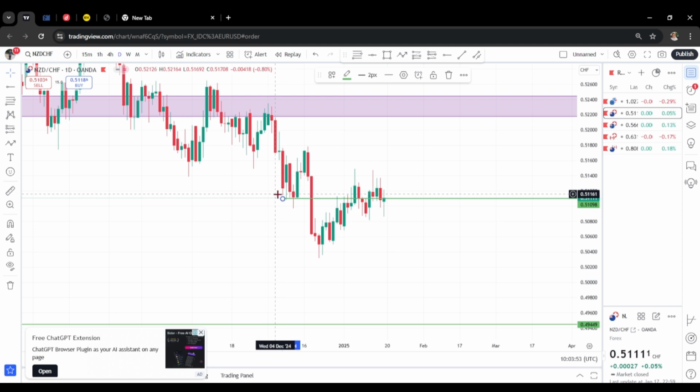So I have to use my Fibonacci retracement tool for more confirmation. So this is the previous low. Sorry, this is the previous lower high.